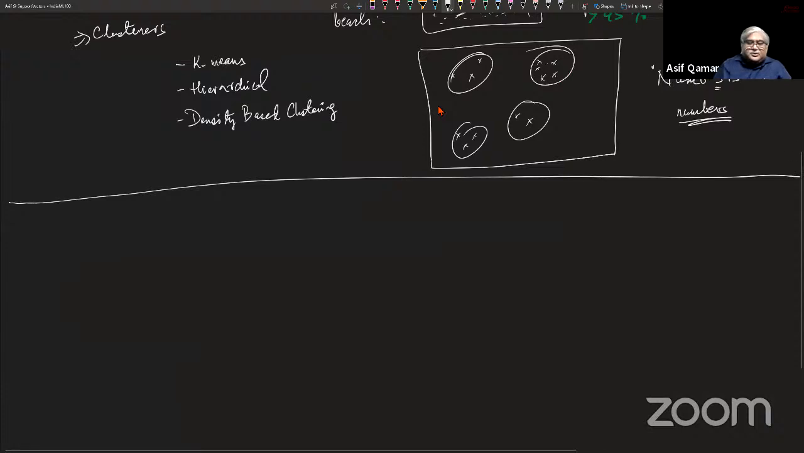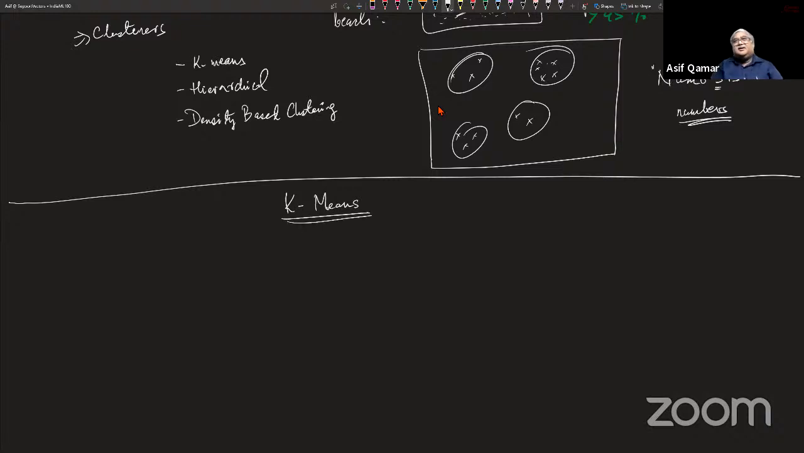So I will start with the first one, which is the simplest of them. And the most ubiquitous, any way you look, you'll find somebody or the other has applied k-means clustering. Its strength is that it is simple. Its weakness is that it can be unstable, and it may create clusters which are unrealistic. Right? Those are its limitations.